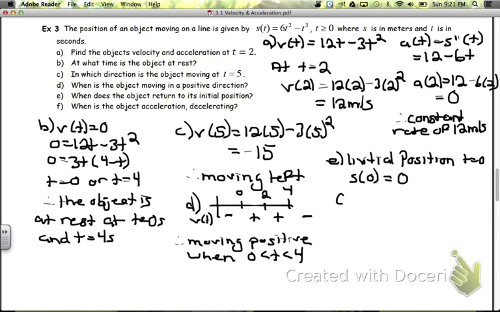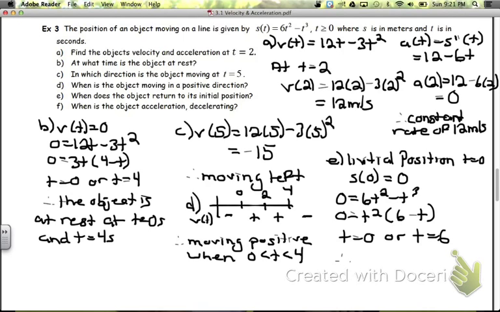we sub in 0 equals our 6t squared minus t cubed to find out when it's going to get back to that initial position, because remember our s at t is our position function. So this will be equal to t squared times 6 minus t, so t equals 0 or t equals 6. So therefore it returns at t equals 6 seconds.